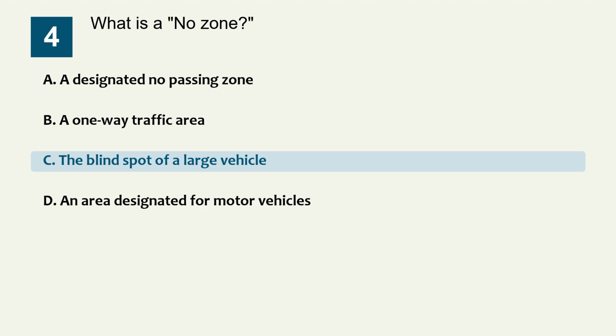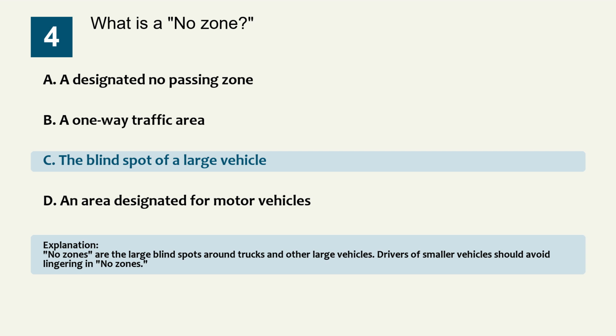The correct answer is option C. The blind spot of a large vehicle. Explanation. No zones are the large blind spots around trucks and other large vehicles. Drivers of smaller vehicles should avoid lingering in no zones.